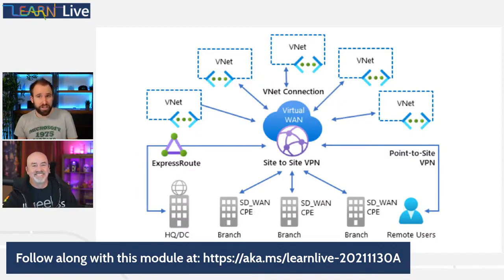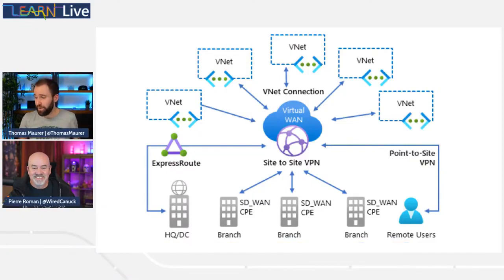And then we also have some remote users, which I already mentioned, using a point-to-site VPN. And they can also work together. And now with everything coming together in this virtual WAN hub, as I call it, we can actually connect all of the different things together, right?